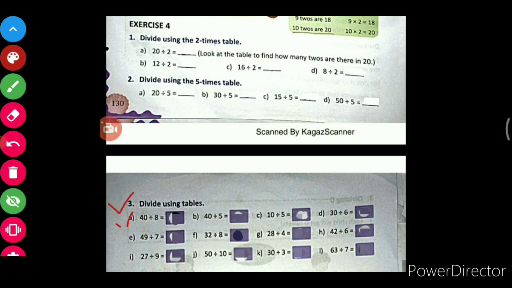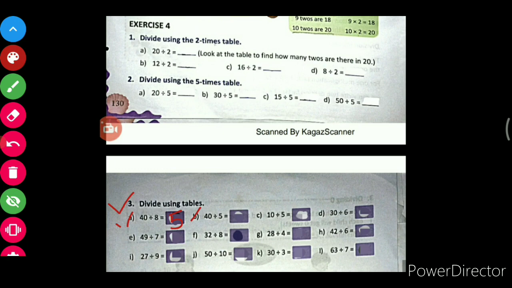8 ones are 8, 8 twos are 16, 8 threes are 24, 8 fours are 32, 8 fives are 40, right? So we'll write here 5. Yes, now see B part.